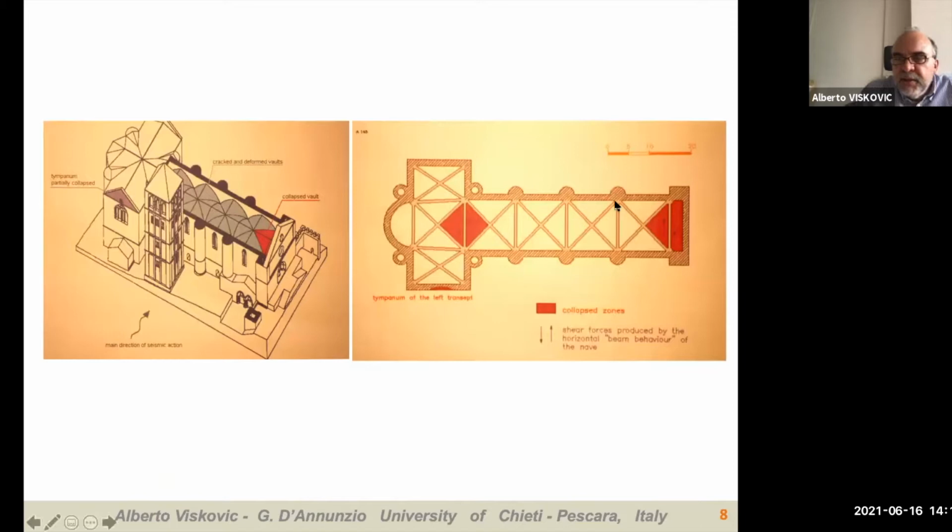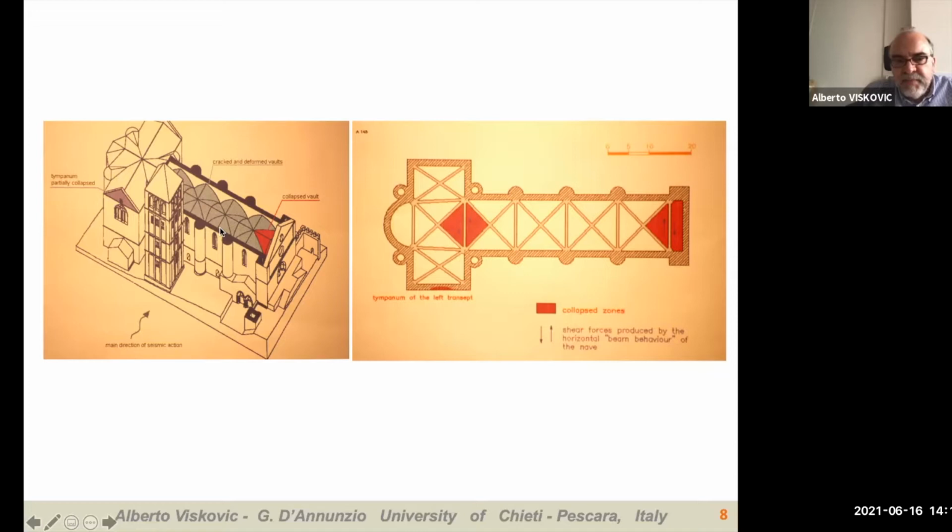One vault and the first transversal arch near the facade, and another vault with the transversal arch at the connection between the nave and the transept. This is in the upper Basilica of Assisi.